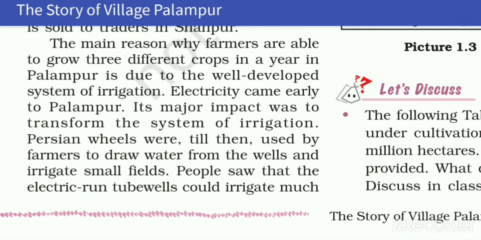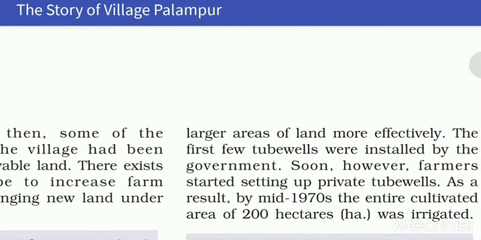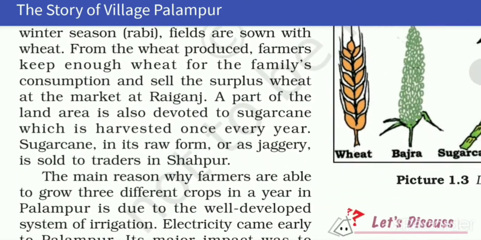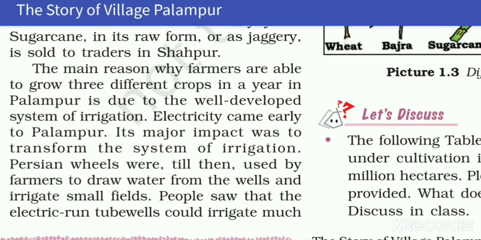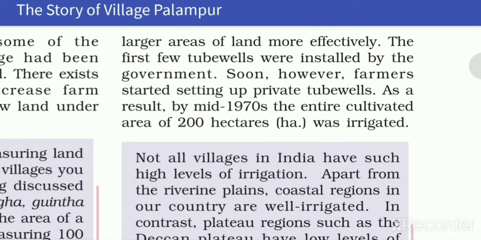Farmers started using electric run tube wells that could irrigate a much larger area of land more effectively. Earlier, farmers were dependent on Persian wheels. See here. And what are Persian wheels? Actually, it is a method to lift water from a well with the help of animals like ox and buffaloes. By the mid 1970s, almost all farmers started setting up private tube wells.